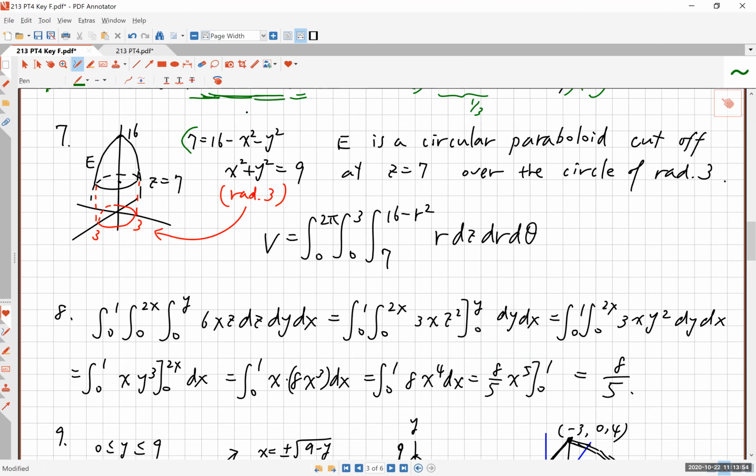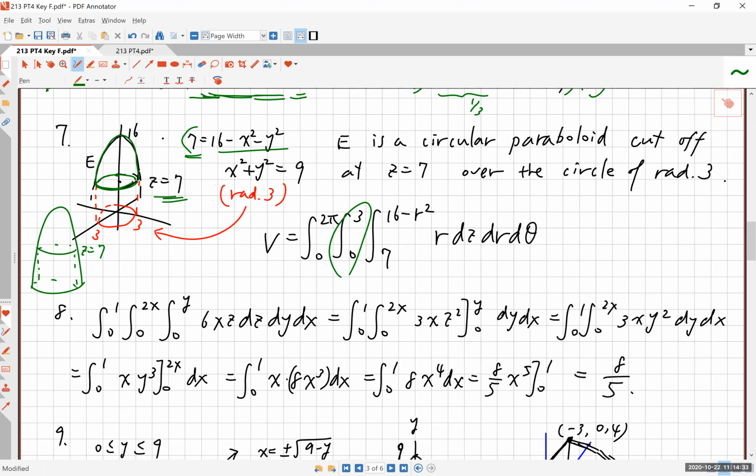So if Z is 16 minus x squared minus y squared, we're talking about a paraboloid like this, right? And so what you do here is cut it where Z is equal to 7. Now, in order to establish the upper and lower limits for r, you have to project not this whole thing, but this part. In other words, you have this part, the solid E, to integrate. You need to know how big this circle is. So what is that when Z is equal to 7?